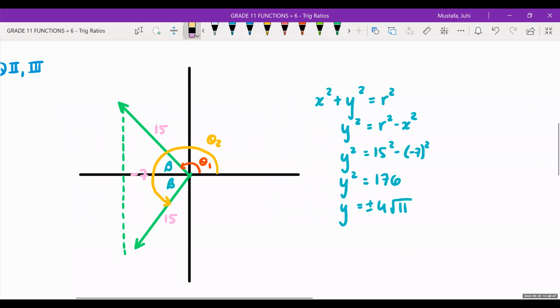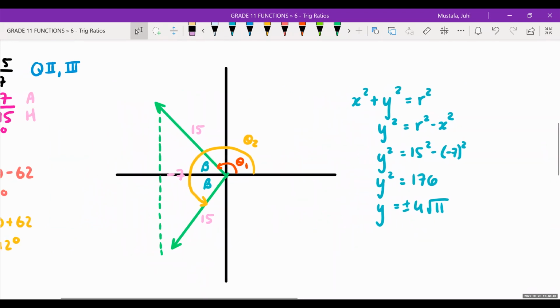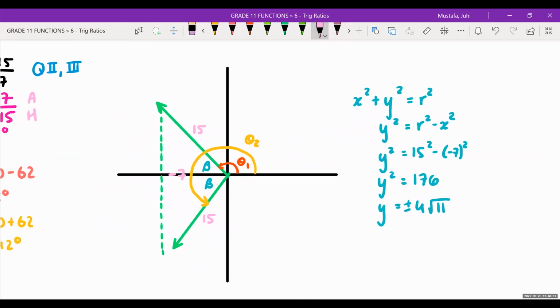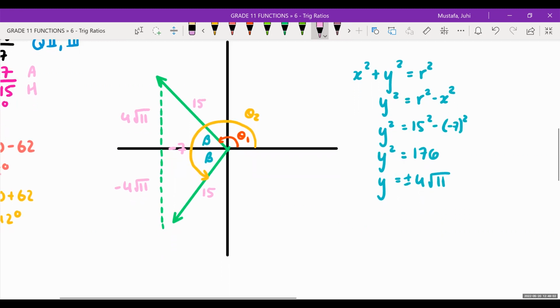Okay, so does it make sense that y is plus or minus? Well, yes, because on this side over here, that's going to be positive 4 root 11. And on the bottom over here, it's going to be negative 4 root 11. So yes, it makes sense that y is going to be both. And then we'll just list the rest of them as well. So x is going to be equal to negative 7. And r is going to be equal to 15. And that's our final answer.